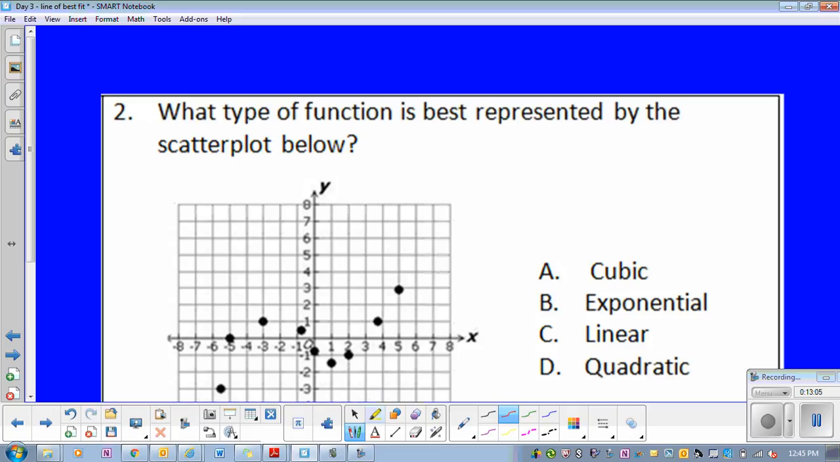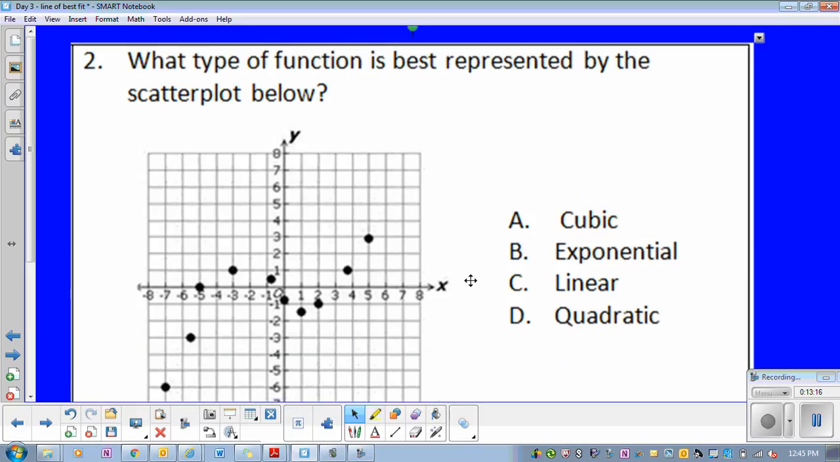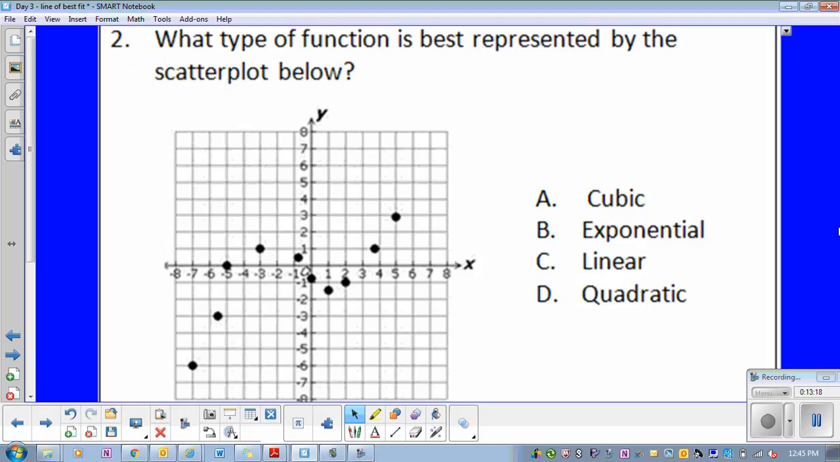All right. So number 2, what type of function is best represented by the scatter plot? A, cubic. Do we agree? Yeah, it is cubic. 2 turns. I see 2 turns. Easy.